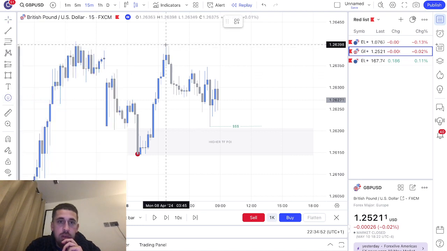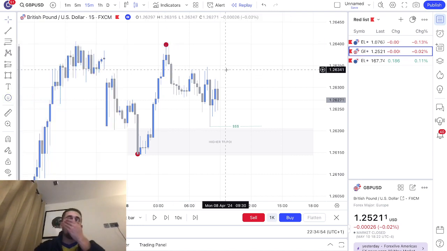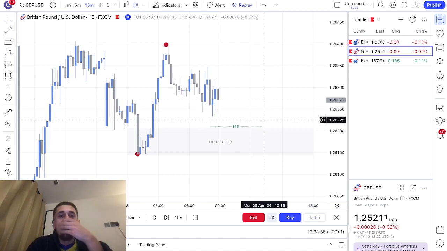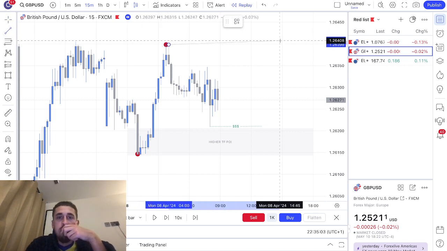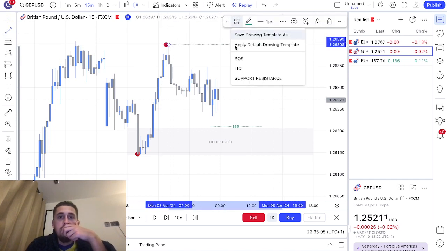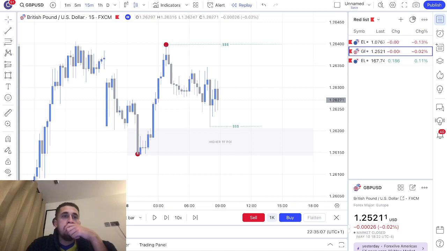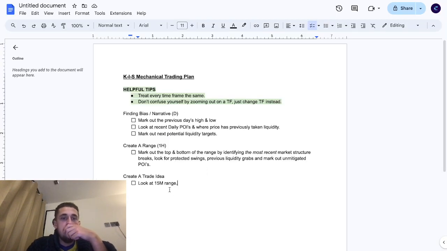And we're gonna mark that baby out. So there, okay, now we're looking at this. All of this is completed, this internal cycle. This should be the next external liquidity to go. So look at the 15. No, mark out 15-minute range.